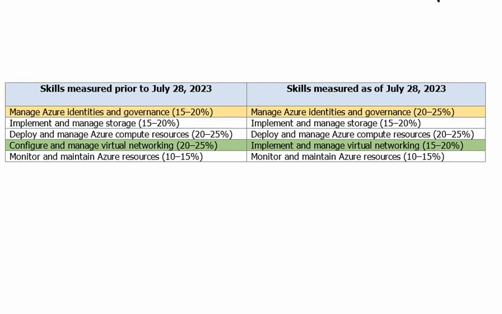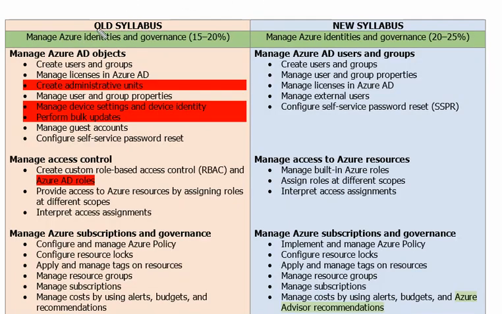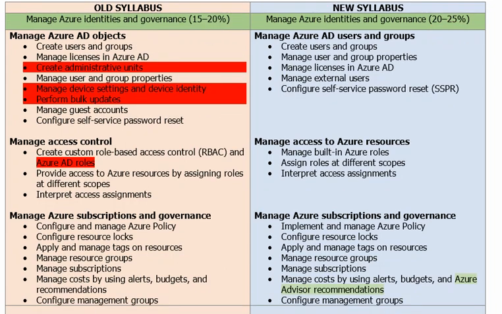So let's move forward. Here we have arranged the old syllabus on the left-hand side, and this is the new syllabus. This is the first skill area, manage Azure identities and governance, which is currently 15 to 20%, and the new one is going to be 20 to 25%. Now we are going to analyze each and every component here. The first thing in manage Azure identities and governance is manage Azure AD objects, which is now changed to manage Azure AD users and groups. So the objectives are changed a little bit here.